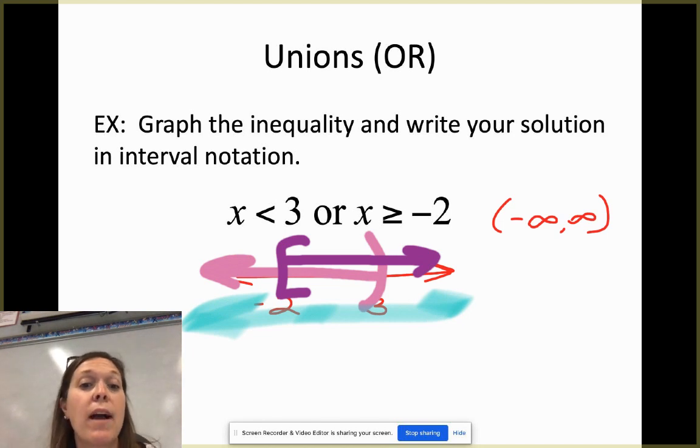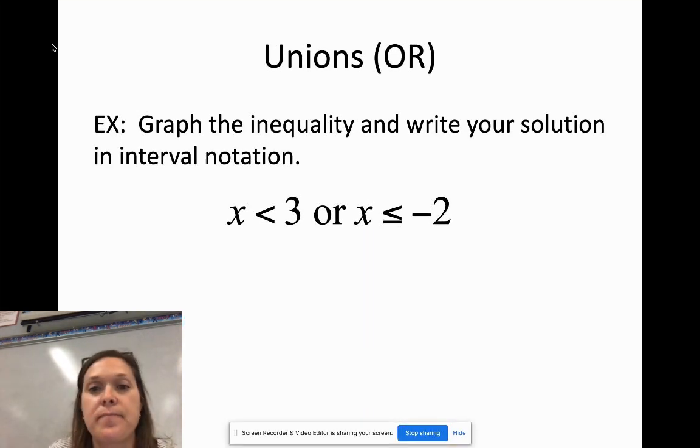So if you end up with a graph that's an or that's overlapping, it's all real numbers. If you end up with a graph like that and it's an and, meaning the intersection, then it's just the stuff that's in between, where they intersect. Ors is everything. Let's do some more manipulation.